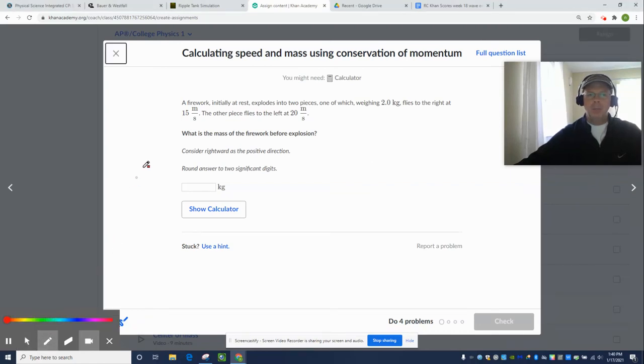I'd like to do a Khan Academy problem from the set called Calculating Speed and Mass Using Conservation of Momentum. A firework initially at rest explodes into two pieces, one of which has a mass of 2 kilos and flies to the right at 15 meters per second. The other piece flies to the left at 20 meters per second.